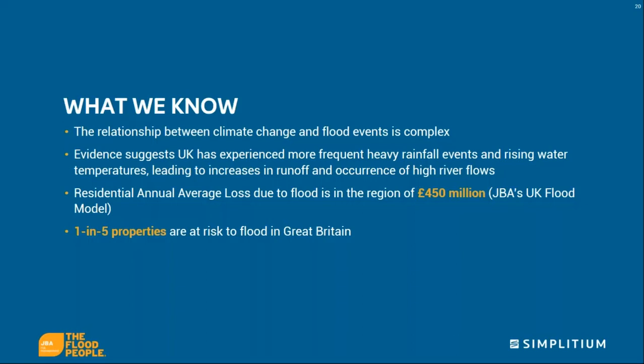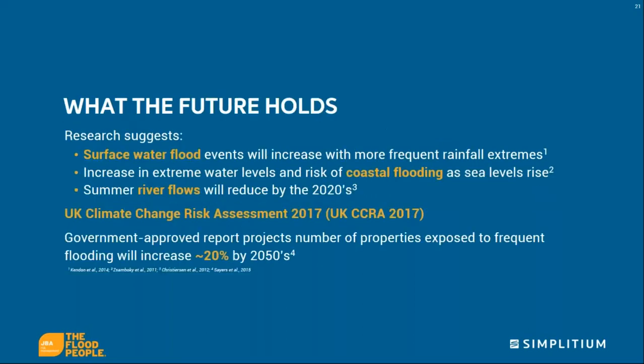And UK Flood Model 2018, released by JBA, has actually shown that the estimated annual average loss for residential properties is currently in the region of £450 million, with 1 in 5 properties at risk to flood in Great Britain. So then, if that's the case now, what does the future hold for us?